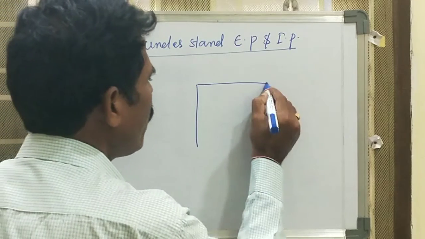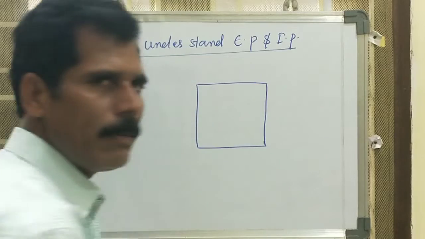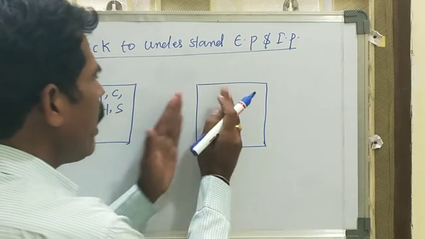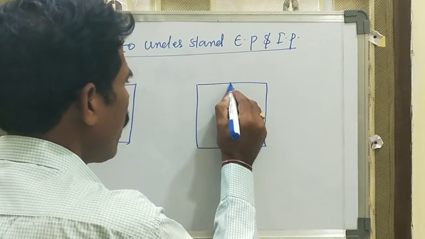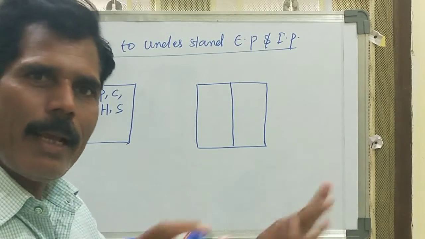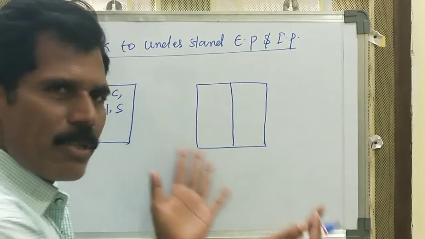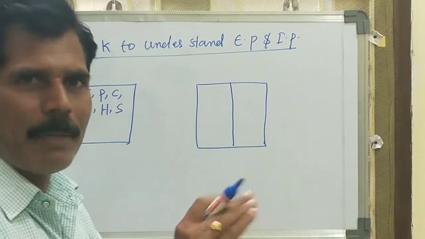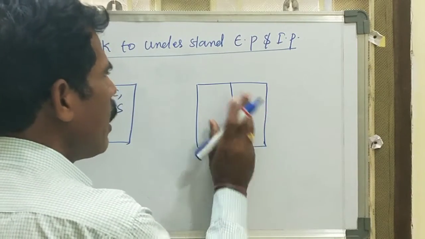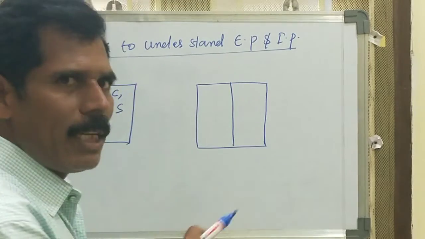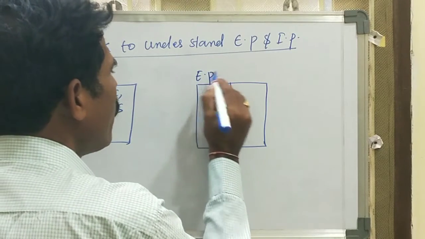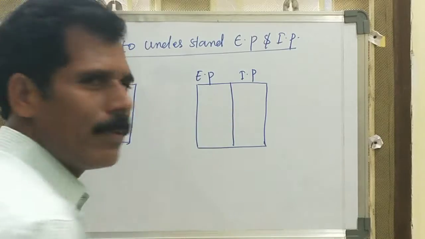Now consider a room, like a box, and make it two halves. Both halves have the same pressure and the same temperature. So this box is divided into two halves, and the thermodynamic variables are also divided into two halves. Now some of these are extensive properties, and some are intensive properties.